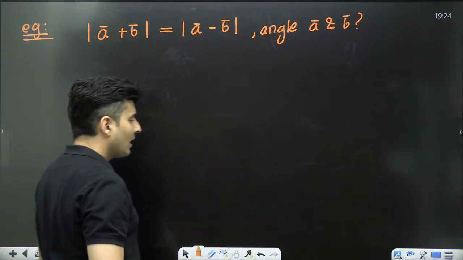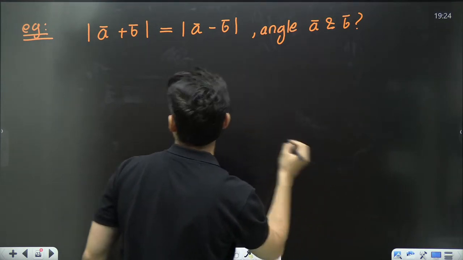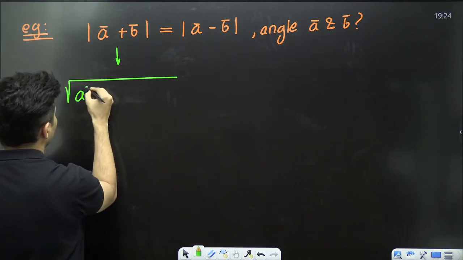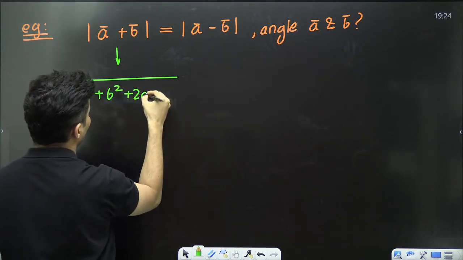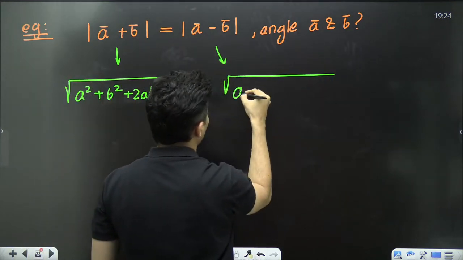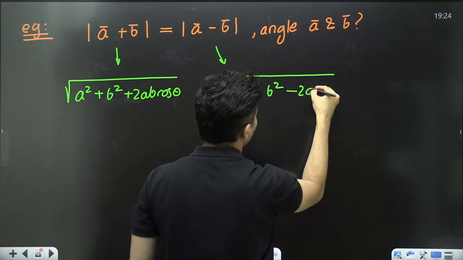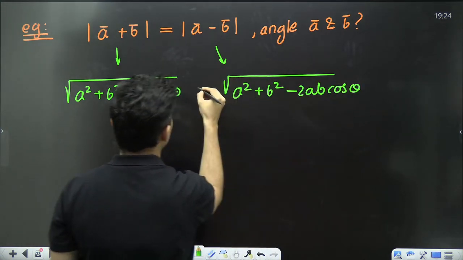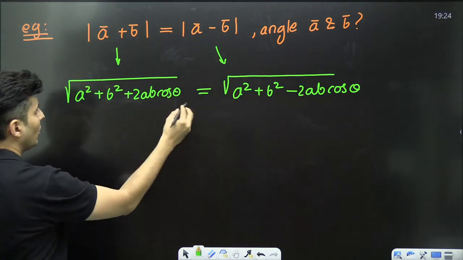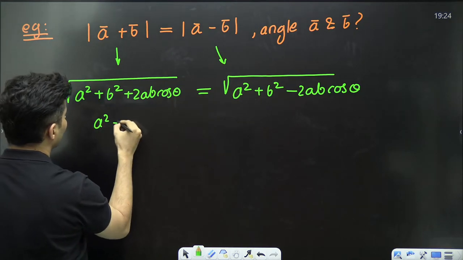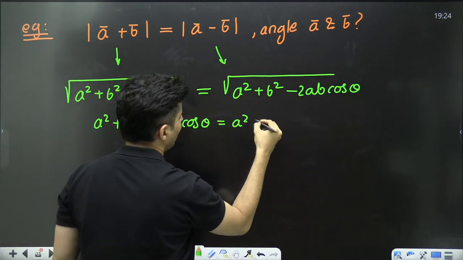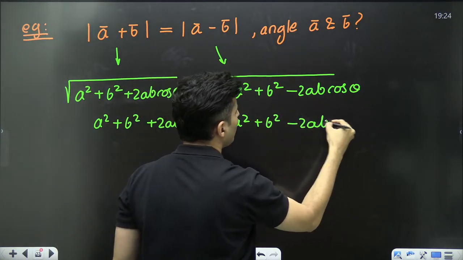Okay, 180. I think you guys are wrong, yeah? Most likely. What is the value of this? It will be root of A square plus B square plus 2AB cos theta. What is the value of this? It will be root of A square plus B square minus 2AB cos theta. Now, basically, these both are equal because the modulus means the magnitude of that resultant. So, root cancels. So, I have A square plus B square plus 2AB cos theta is equal to A square plus B square minus 2AB cos theta.